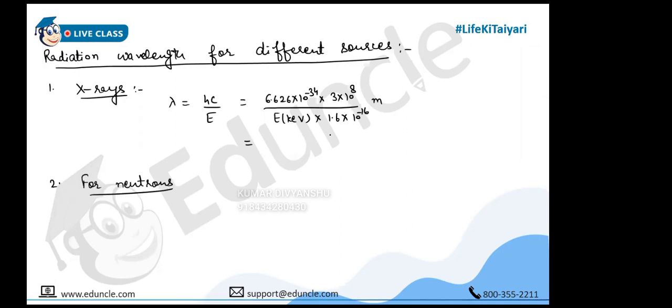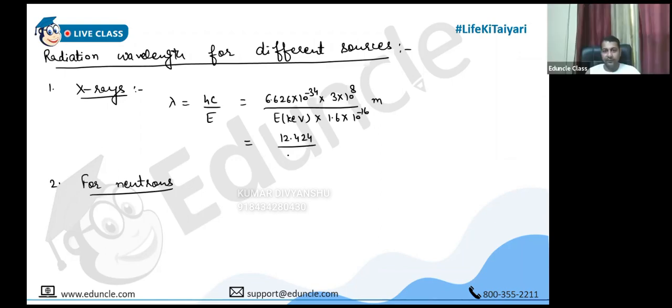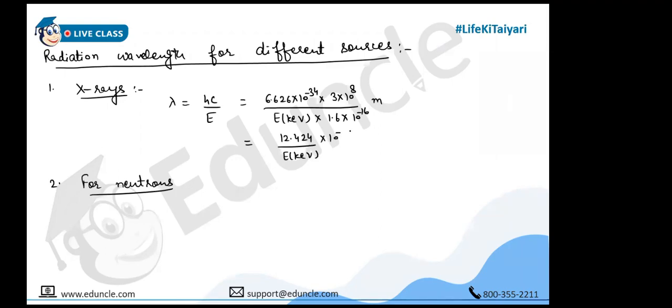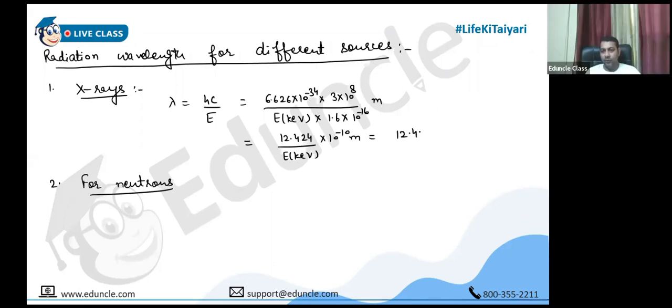It is 12.424, which is 12.424 times 10 raised to power minus 10 meters, with energy in kilo electron volt. So you need to remember that here the energy should be in kilo electron volt. This is the formula that you can remember directly. If you know the energy of X-rays, then you will be able to get the wavelength directly by using this formula. Now let us do the same thing for neutrons.